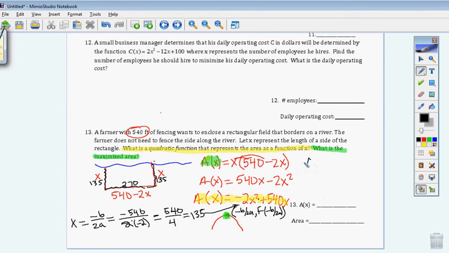Okay, so basically, if we took 270 times 135, I'm sorry guys, I can't even write on here anymore. It's pausing on me. But verbally, that's 36,450 feet squared. That would be the area of that rectangle.